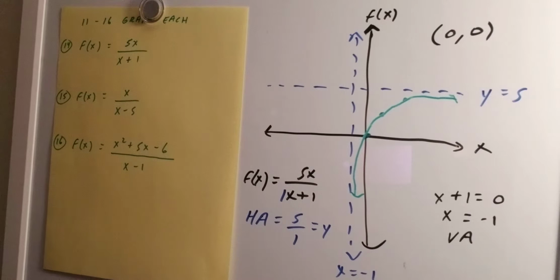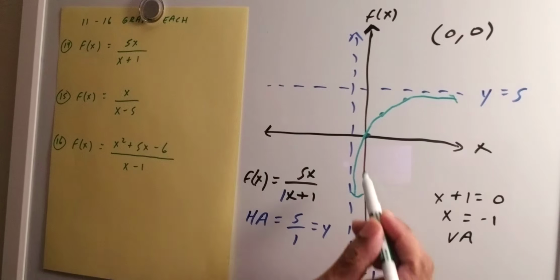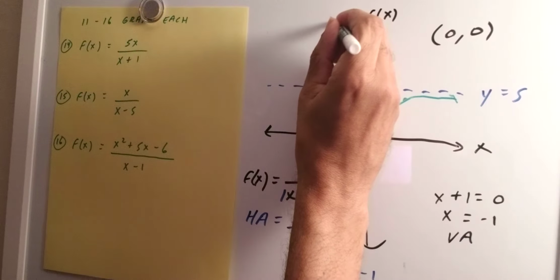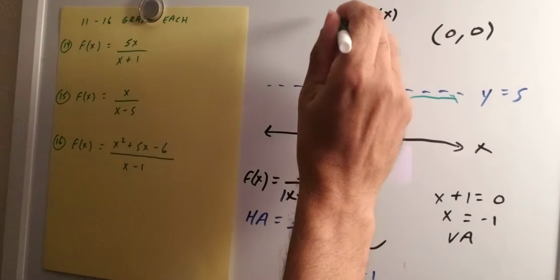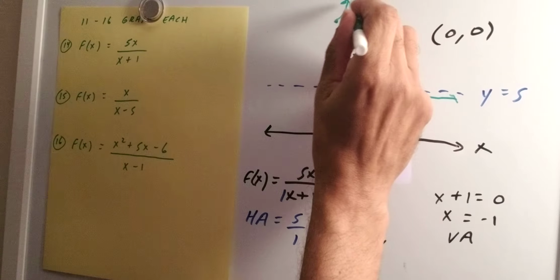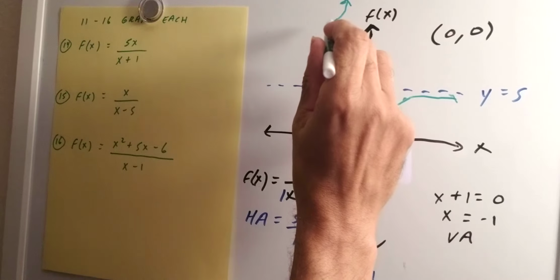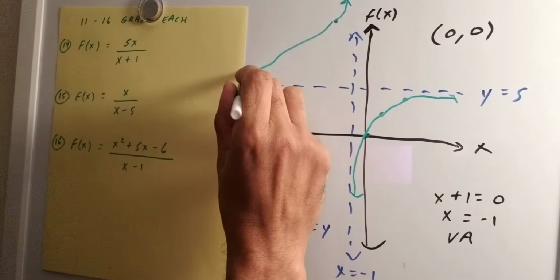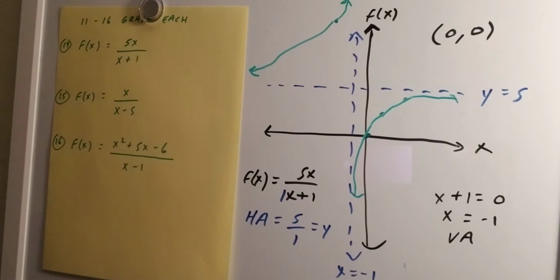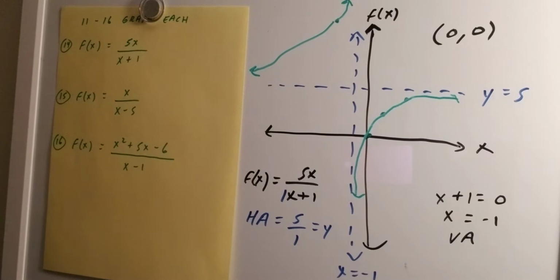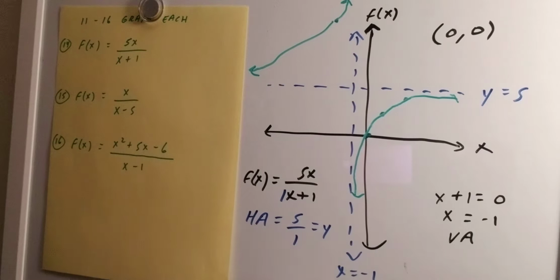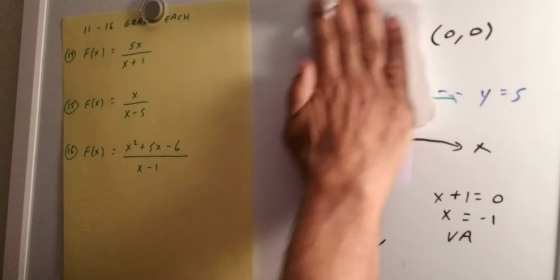All right, let's put in a negative 2. We'll get negative 10 over negative 1. So for negative 2, we'll be at the point 10. And we know that it goes up towards infinity, getting closer to negative 1 from the left, and it comes down towards the horizontal asymptote, y equals 5, as x goes towards negative infinity. All right, that's number 14. Number 15, sketching a graph.